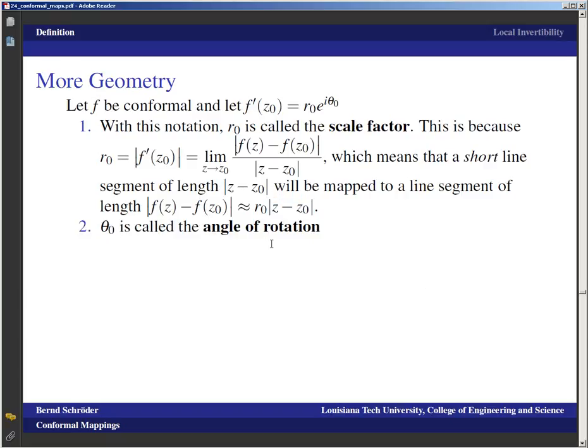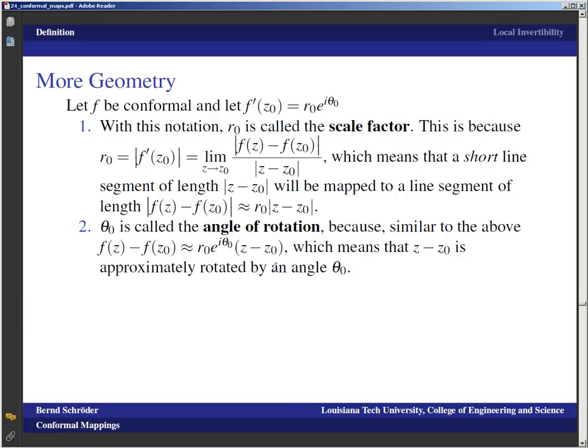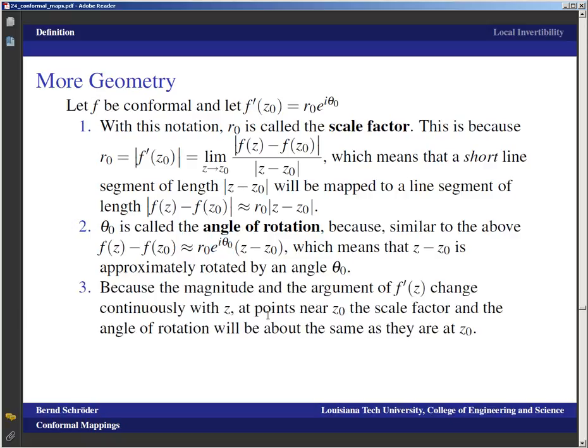Similarly, theta 0 is called the angle of rotation, and that's because, similar to the above, f of z minus f of z0 is approximately r0 e to the i theta 0 times z minus z0, and that means that if z minus z0 again is a short line segment, then the image is also a short line segment, and because of the multiplication with e to the i theta 0, it is approximately rotated by that angle theta 0.